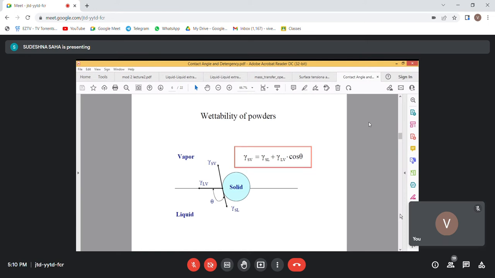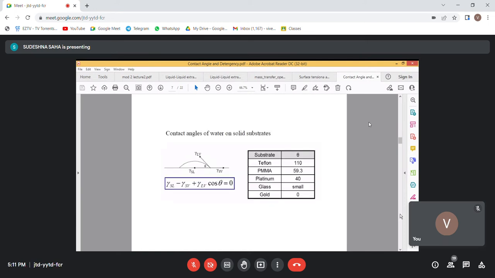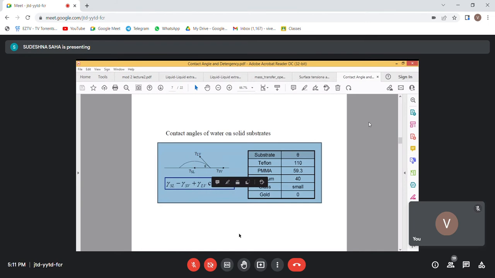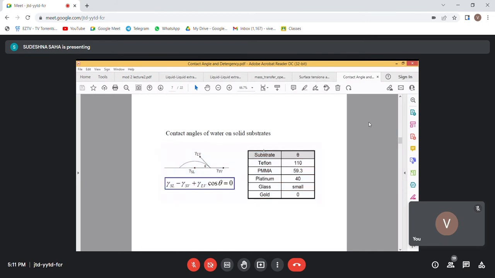particles wetted by a liquid, and the contact angle of water on a solid substance or solid substrate will give you this equation, which is again the Young's equation that we have mentioned earlier. So I'm not going into the details, but just look at the contact angles on different substrates. The contact angles that have been measured with water: on Teflon, the contact angle of water is around 110 degrees. PMMA, it is 59.3, platinum 40, glass is very, very small, and gold is zero.